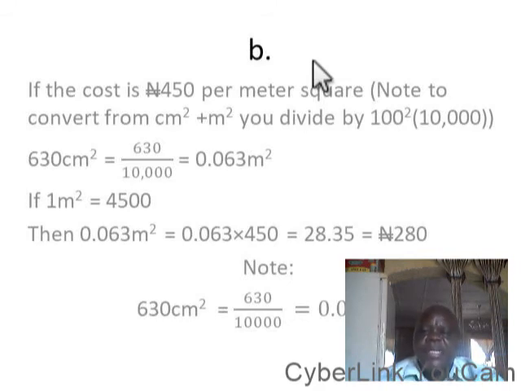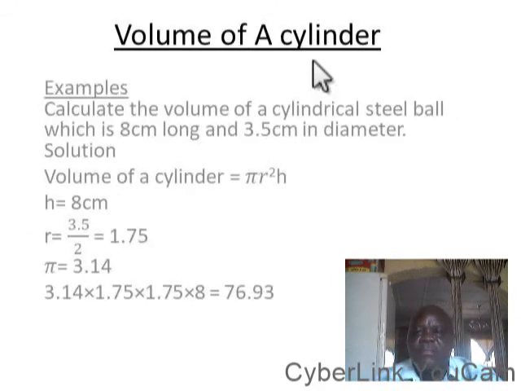Then dividing 630 centimeter square, 630 divided by 10,000, will give you 0.063 meter square. If 1 meter square costs 4,500, therefore you have 0.063 multiplied by 4,500. That will give you 280 naira. Now let's move on to the next slide.